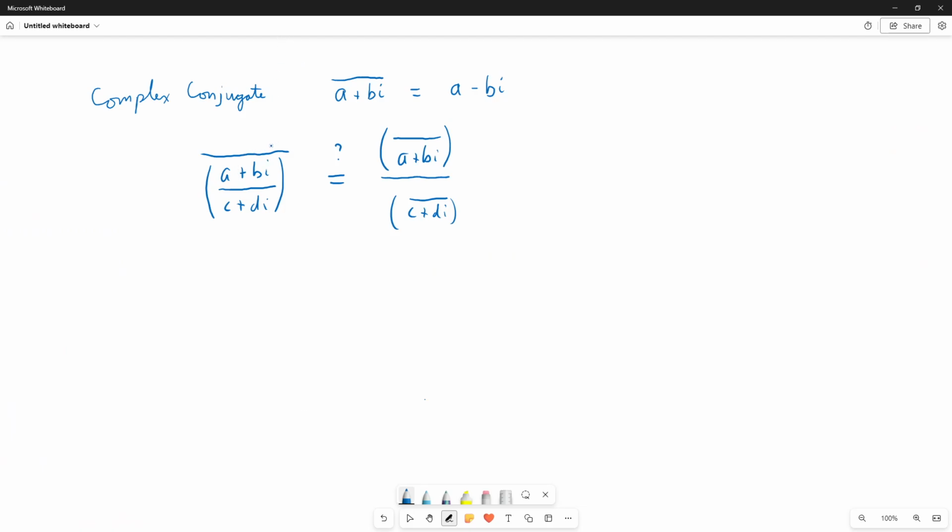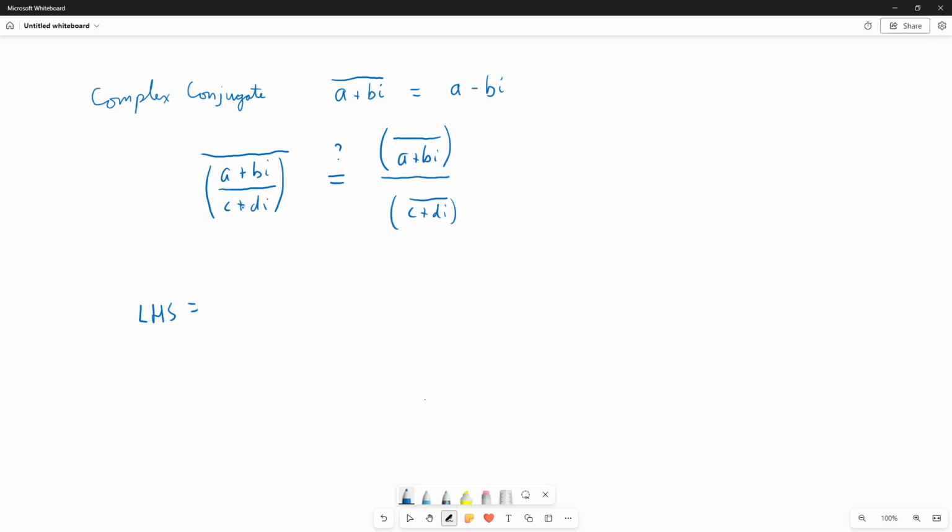We're going to show that the conjugate of a quotient is equal to the quotient of the conjugates. And we'll do this by computing the left-hand side and the right-hand side separately and showing that they simplify to the same thing. So on the left-hand side, we have to compute this quotient and then take the conjugate.